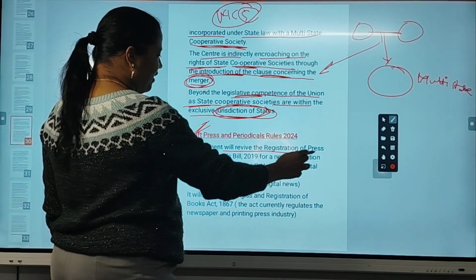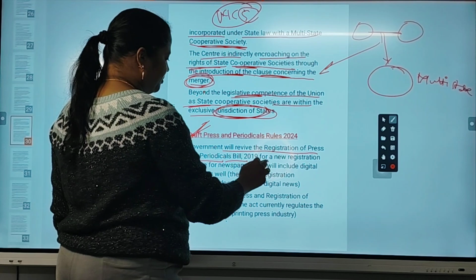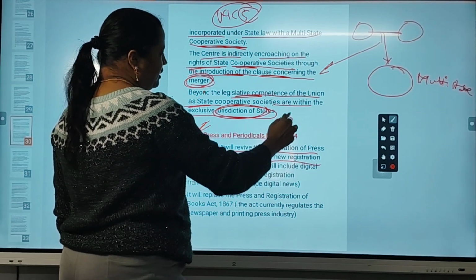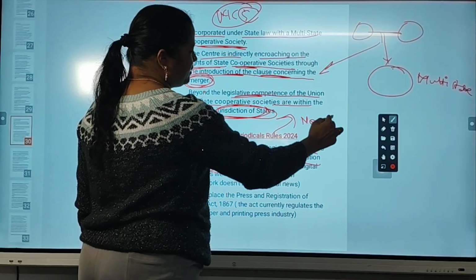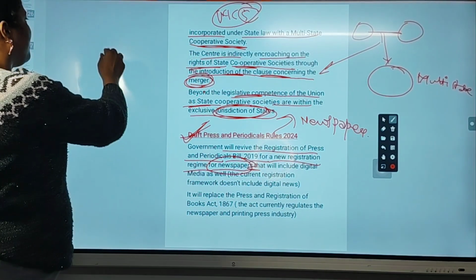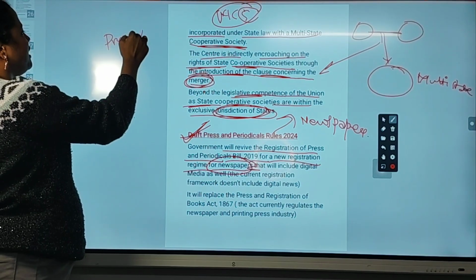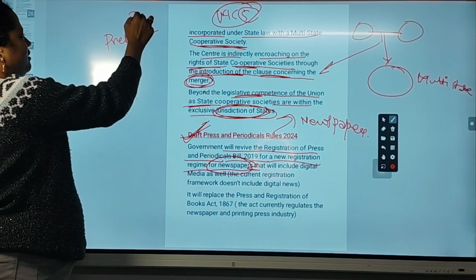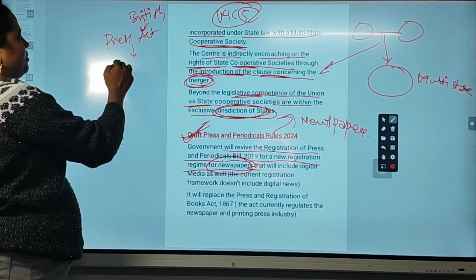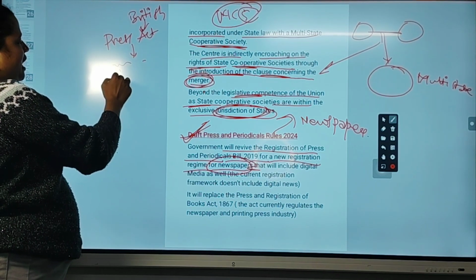So the government will revive the Registration of Press and Periodicals Bill, a new registration regime for newspapers. The bill is mainly for newspapers. You might have heard of the Press Act. In the times of the British, they used to keep some control on the press so that nationalism would not spread all over India.